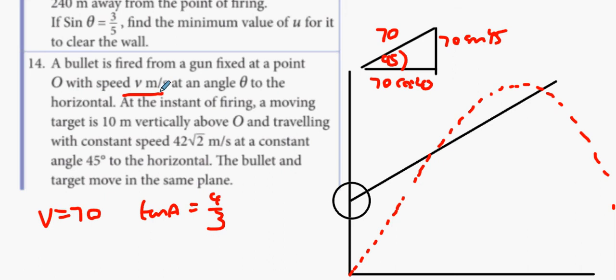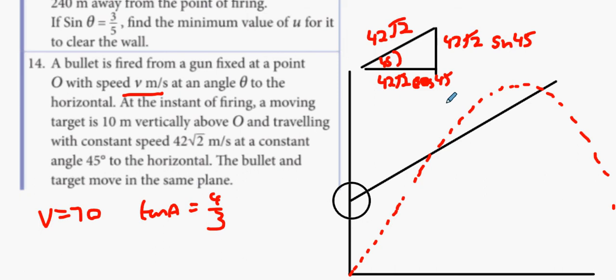Oh, sorry. Speed of the bullet V. My fault. So, the bullet will be, we don't need to worry about the bullet angle for a minute. Yeah, thank you for that. It's 42 root 2, yeah? And that's 45 degrees. So it's 42 root 2 cos 45 and 42 root 2 sin 45. Is that okay?